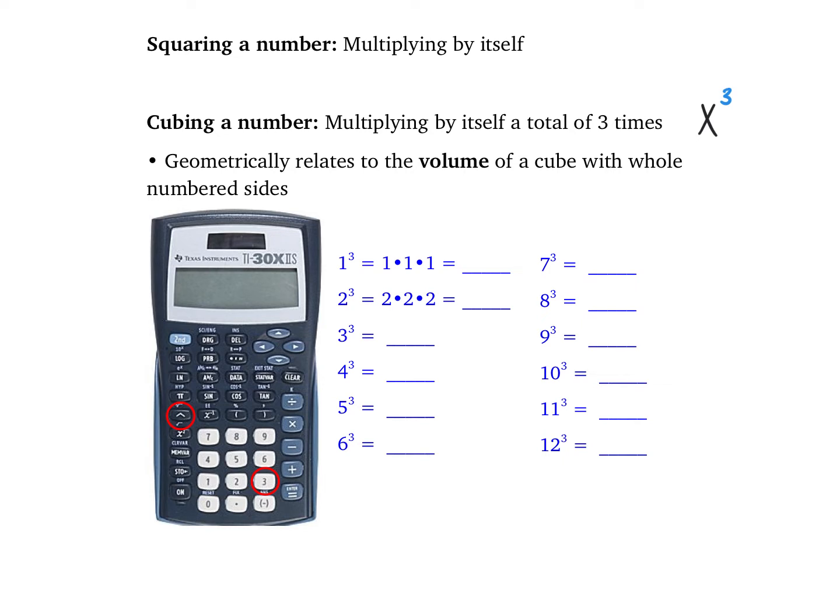To do this on your calculator, you're going to want to use that caret button. So for something like 1 cubed, you certainly could type out that expanded form, but better would be to say 1 and then caret 3. So if you do that, you see you get an answer of 1. 2 cubed would mean 2 times 2 times 2. If you evaluate that, it gives you an answer of 8.